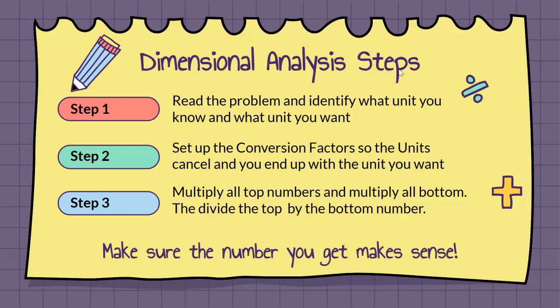Step 2 is to set up your conversion factors so that the units cancel and you end up only with the unit you want. The last step is to do the math. So this is where you plug it into your calculator. Multiply all of your top numbers, multiply all of your bottom numbers, and divide the top number by the bottom number. Make sure whatever answer you get at the end makes sense. For example, if you're going from feet to inches, your number should get bigger, and vice versa. If you're going from inches to miles, your number should get way smaller. So that's an easy way to double check your math.